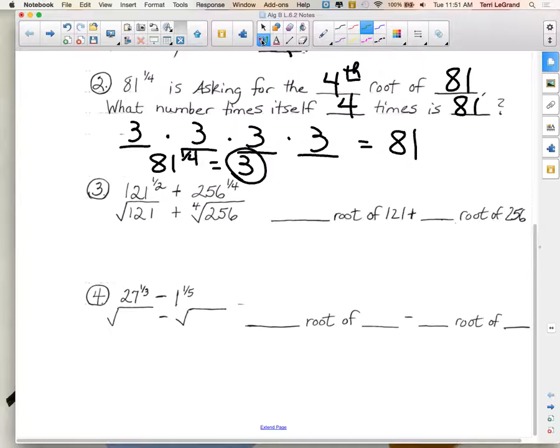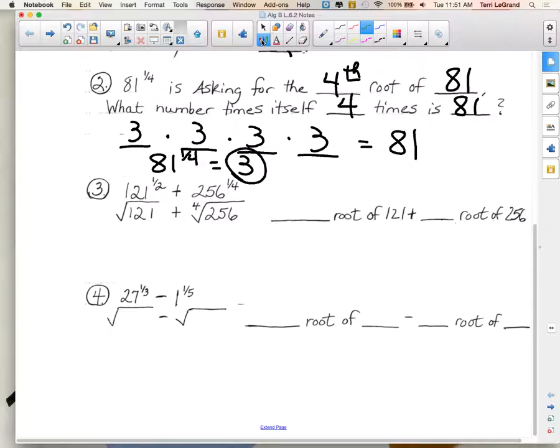It's kind of like we don't write 7 as a power. We don't write 7 to the 1st power. We know that there's an invisible 1 there. Here, there's an invisible 2. But here, we have to put that 4 there, or it would mean square root. Here, this says the 4th root of 256.